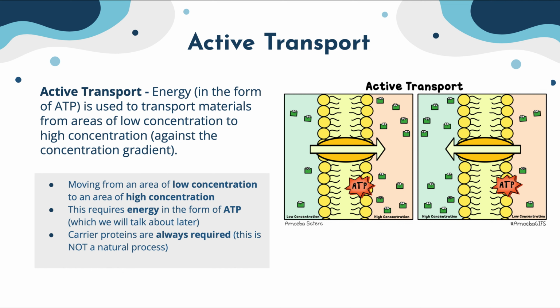Now let's discuss active transport. Active transport requires energy in the form of ATP. The energy is used to transport materials from areas of low concentration to areas of high concentration, against the concentration gradient.